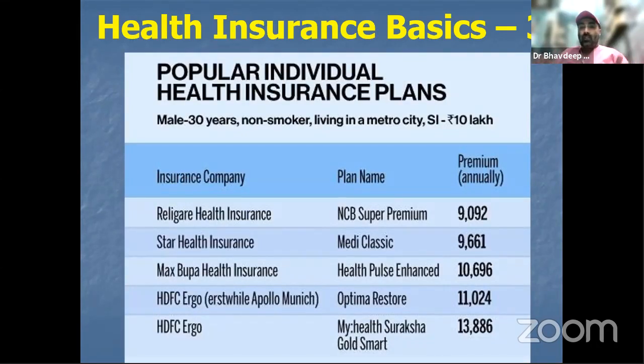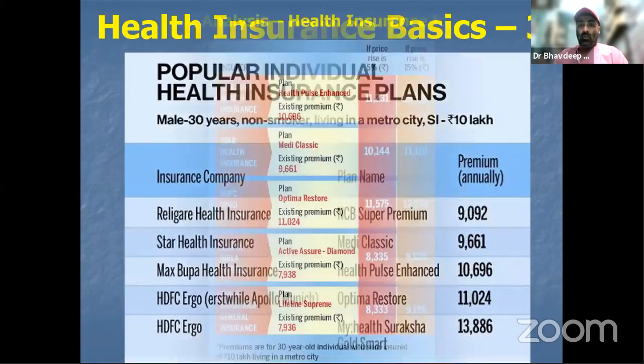So again, what are the commonest plans for health insurance for a male non-smoker, 30 years, sum insured 10 lakhs? Religare or Care Health would give you the NCB Super Premium Plan. This plan we discussed, one of the commonest plans, 9092. Star Health only deals in health insurance: Mediclassic Plan. Max Bupa Health Pulse Enhanced, and Apollo Munich Optima Restore, and HDFC Ergo My Health Suraksha Gold Smart. Suraksha has 2-3 variants. Gold Smart is one of them. So of course, the higher premium the branded company would charge, it's worth it surely.